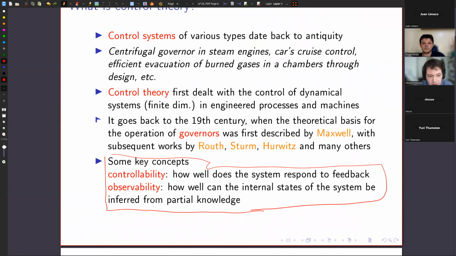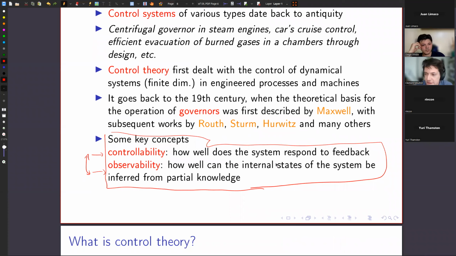Another concept is that of observability. Can you infer the internal states of the system from partial knowledge? It turns out that these two concepts seem very different, but they are in some sense dual from each other. They are very much related. Okay, observability, controllability.